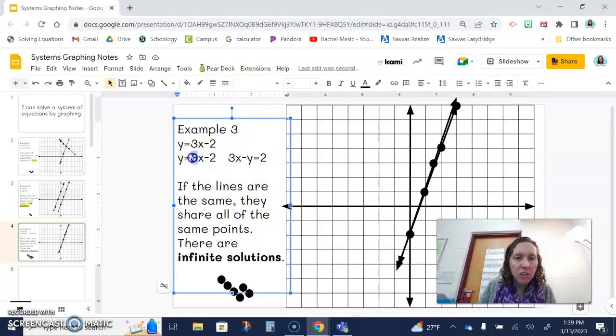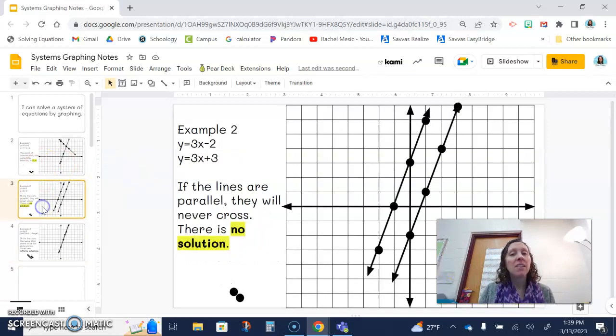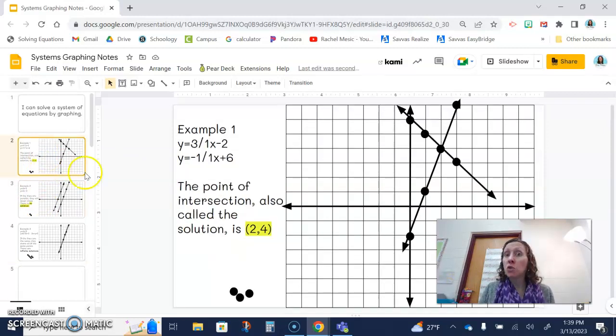They could have also tried to trick you too for the slope, and they might also have something that says like 6 over 2, which is the same as 3. So they might make it look different, but it's still the same. So same exact equation, infinite solutions. Parallel lines, no solution because they're never going to cross. And then the ones that do cross, it is the point where the two lines come together.